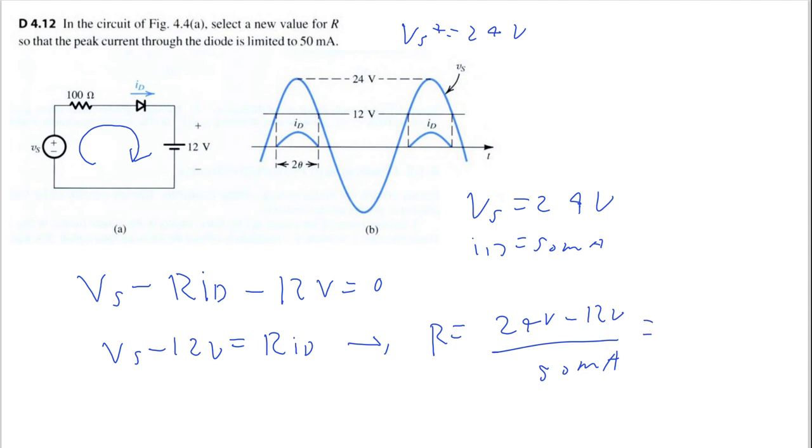And then let me get my calculator out. And so again, that was just dividing ID to the left side of the equation. And we get 240 ohms. So that's the problem.